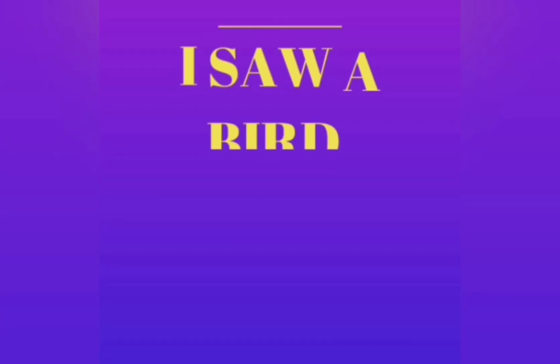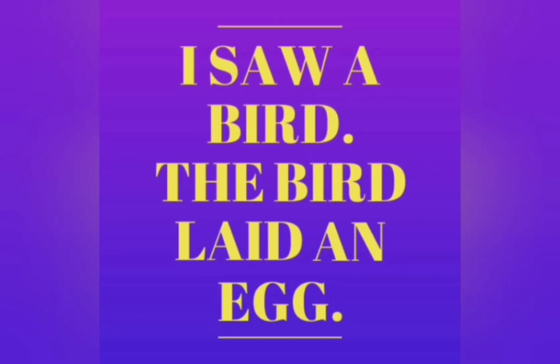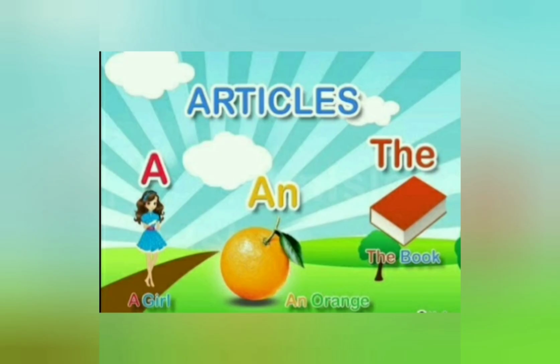Let's read a sentence. I saw a bird. The bird laid an egg. In this sentence, what are "the", "a", and "an"? These a, an, and the are known as articles in the English language.